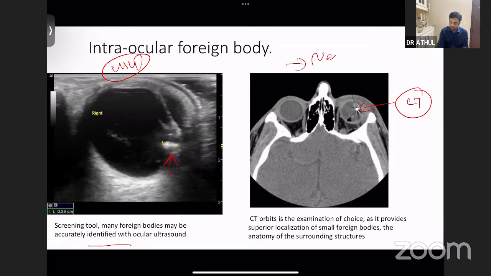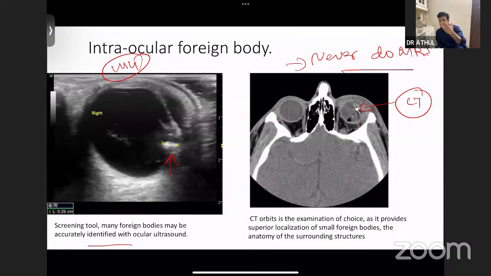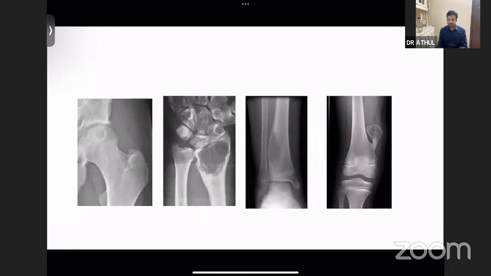Never do MRI, because it may harm the patient. Because of the strong magnetic field, the object may come out. It can result in globe rupture or expulsion of the intraocular components. So never do MRI. You can do an ultrasound or CT to look for an intraocular foreign body. I hope that is very clear.